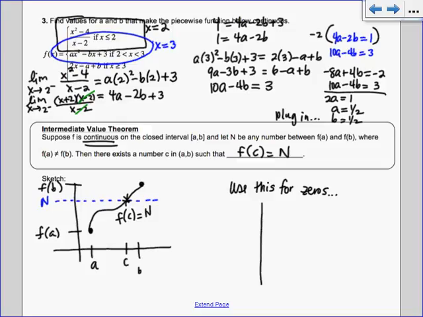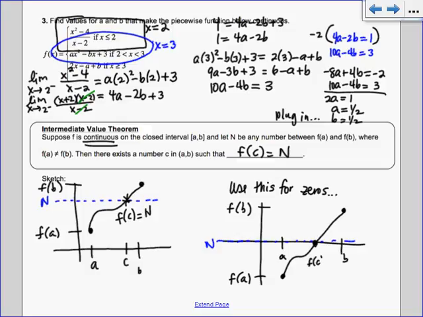Okay. So what do we use this a lot for? We use it a lot for zeros. Okay, so let's say I know that I have a and I have b, and let's say f of a is down here, and f of b is up here. Okay, if one has a negative y value and one has a positive y value and it's a continuous function, then I have to be able to cross the x-axis somewhere. So as I'm drawing it, it crosses right there. So in this case, f of c is equal to 0. Okay, so we use it for zeros a lot.